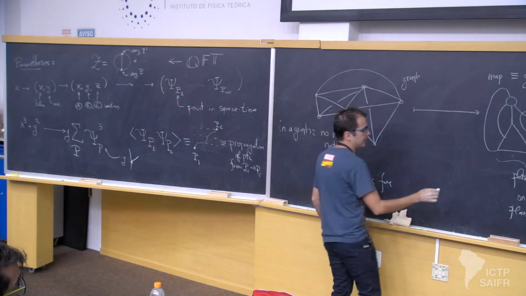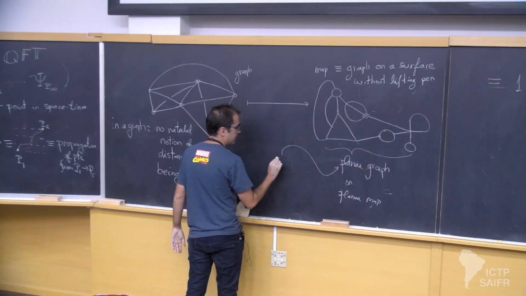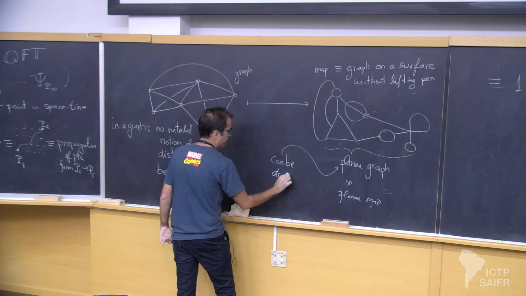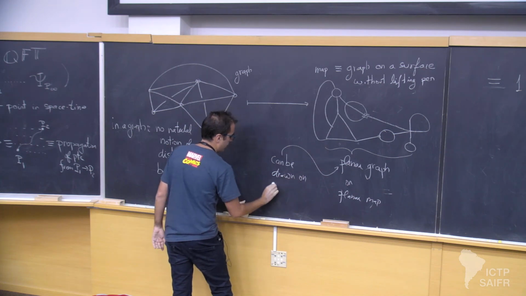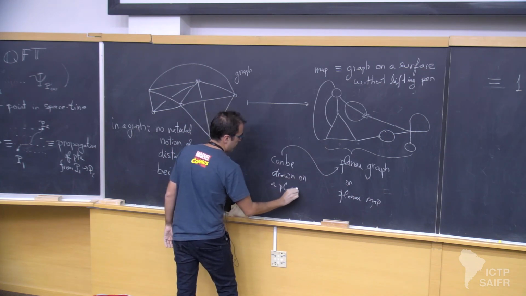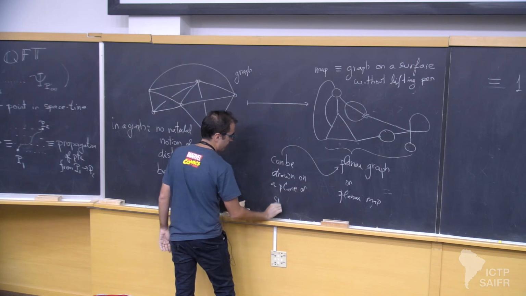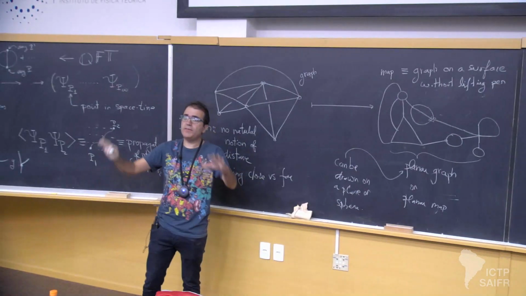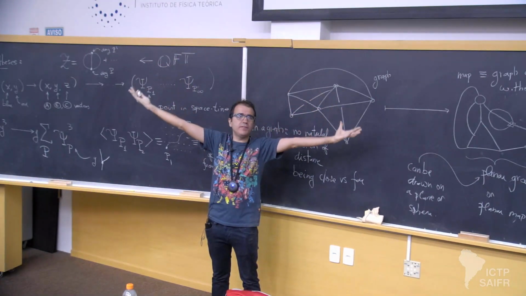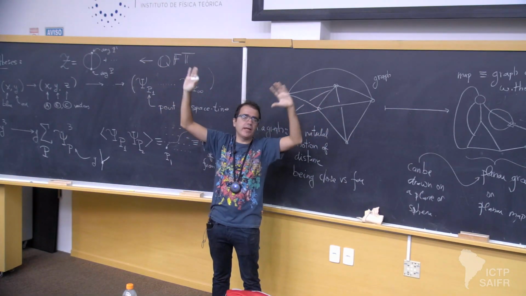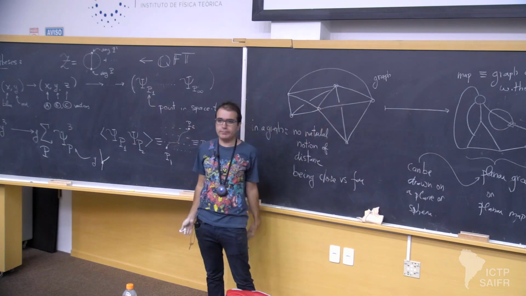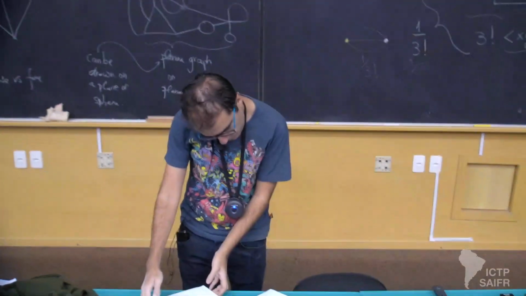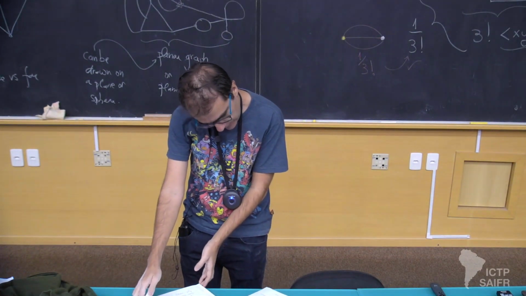And planar stands because it can be drawn on a plane or sphere. Sphere, why? Because if I have a plane, I can just add the point at infinity. Now it's a sphere. So if I can draw on a plane, I can draw on the sphere. It's the same thing. The sphere is just a compactification of a plane. Okay?